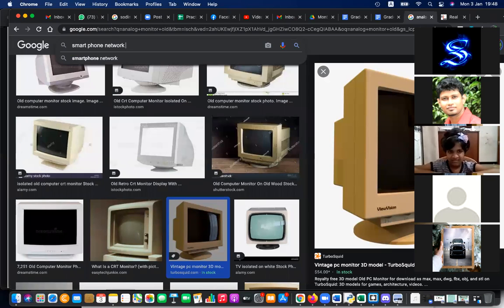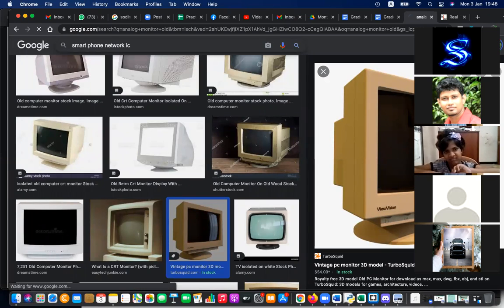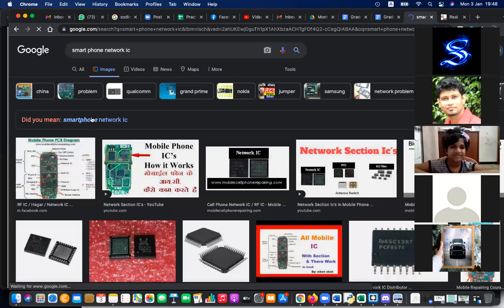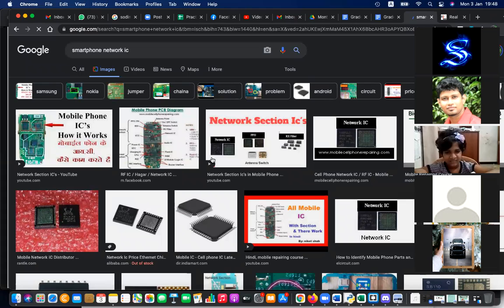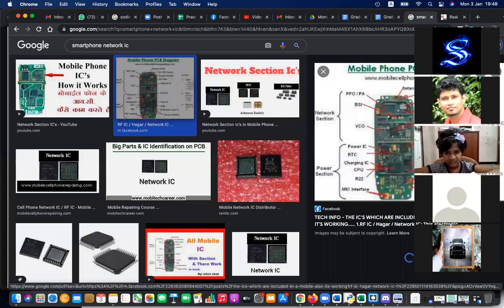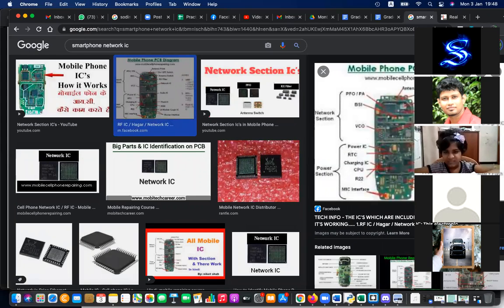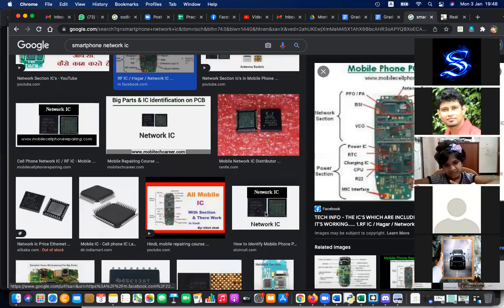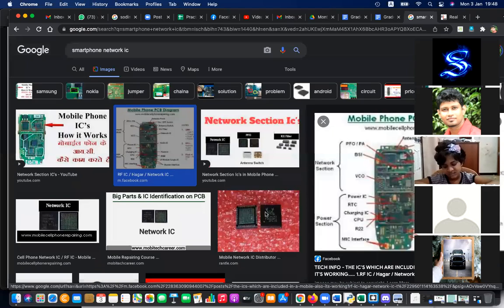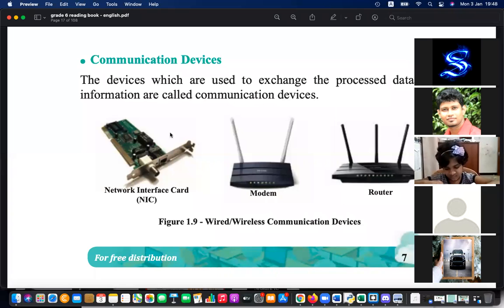We call it network IC. It's not a network interface card. We call it network IC because it should be smaller, right? Because it is a mobile phone. So here it has a network IC or network antenna or antenna IC or likewise the small one. Network interface card is larger. These cards can be connected to desktops.